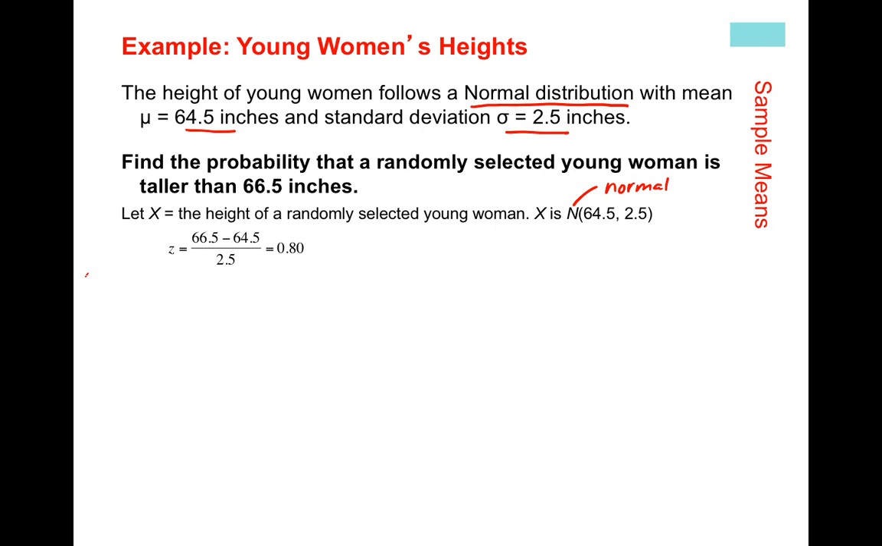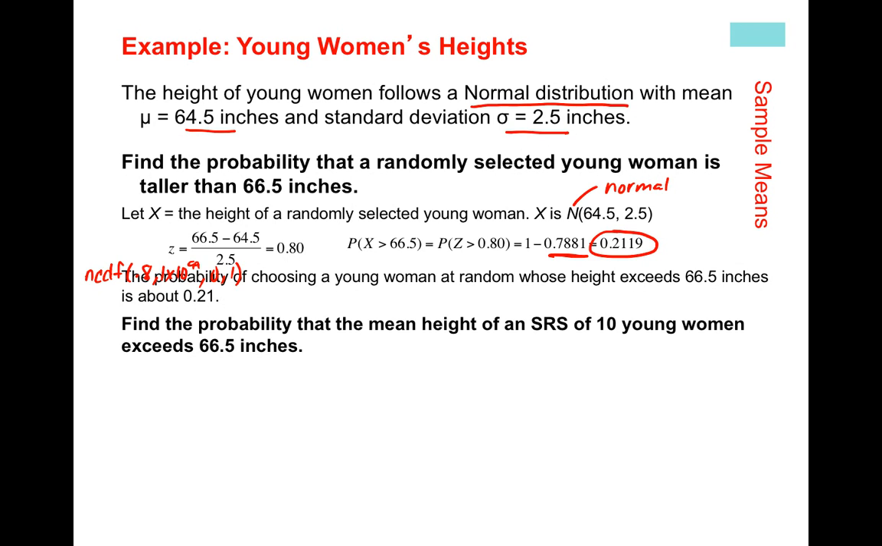If you were using the calculator, you would use the normal CDF function. Our lower bound would be 0.8, and our upper bound would be 1 times 10 to the 99th, because we're looking to exceed 66.5 inches. Mean and standard deviation are 0 and 1 once you calculate a z-score. If you're using table A, it gives you the area to the left, so you would get this 0.7881. We need to subtract from 1 since we want the area to the right. So there's about a 21.19% chance that we randomly select a person that's taller than 66.5 inches.